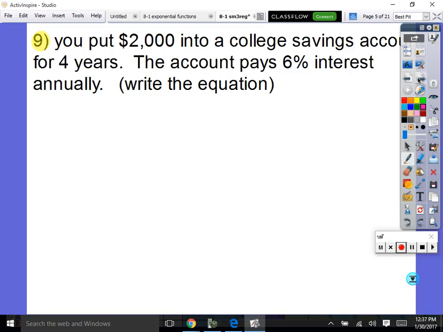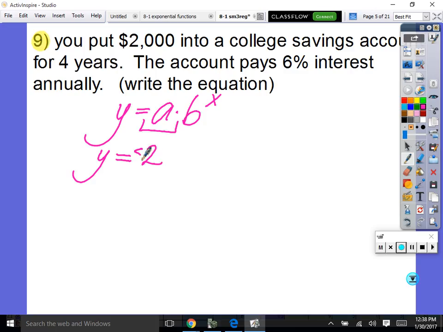So it says on number 9, you put $2,000 into a college savings account for 4 years. The account pays 6% interest annually. Write the equation. So we would have our exponentials have this form, a times b raised to the x, where a is your initial value. So we would write y is equal to, how much initial money are we putting in? 2,000. So you would go like this, 2,000.